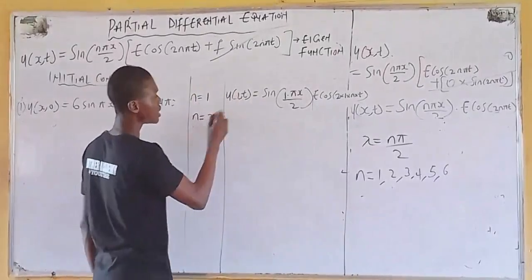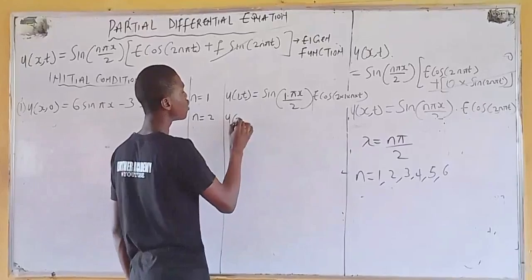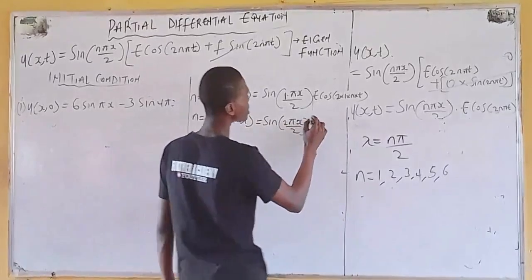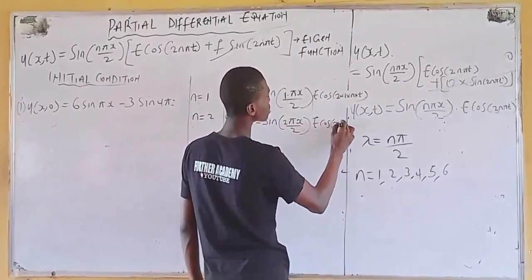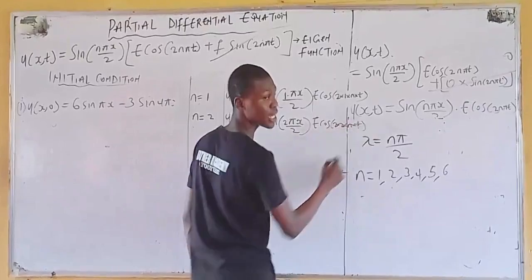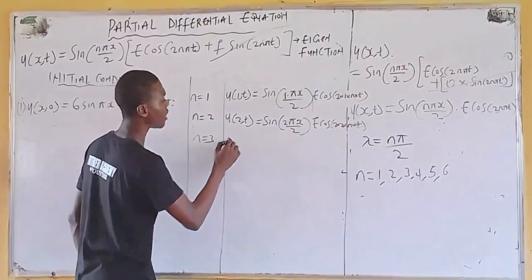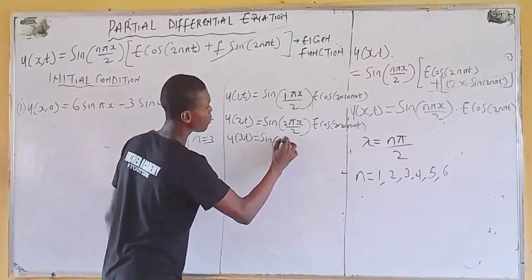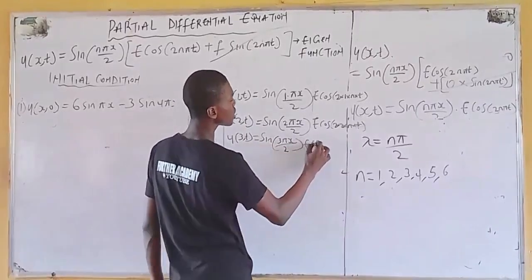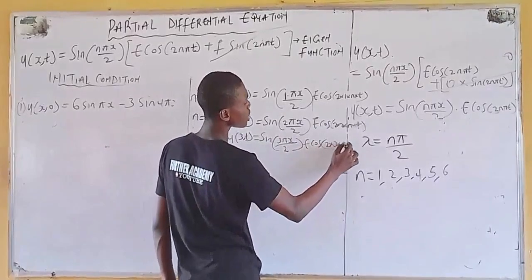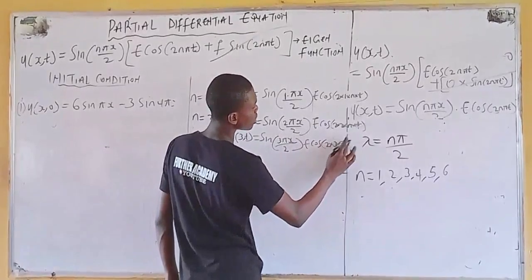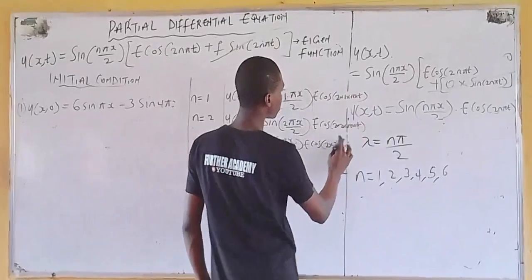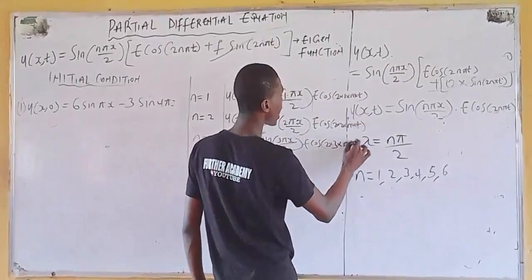When n equals 2, same idea. What do you have? u of 2 comma t equals sine of 2 pi x over 2, times cos of 2 times 2 times pi t. When n equals 3, what do you have? u of 3 comma t equals sine of 3 pi x over 2, times cos of 2 times 3 times pi times t. This is what we are following, n pi t. So multiplying 3 times pi times t.